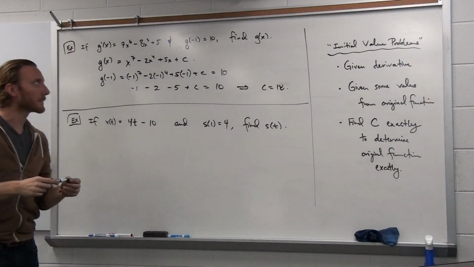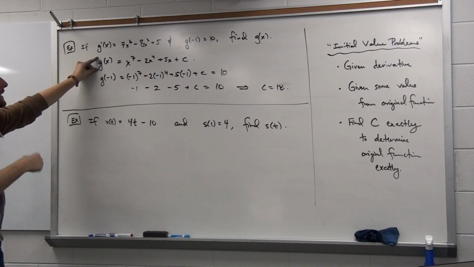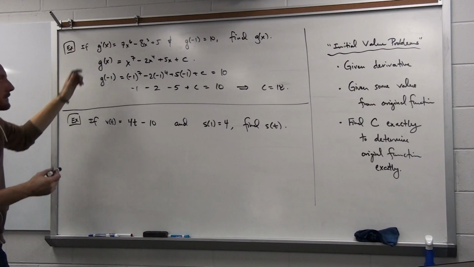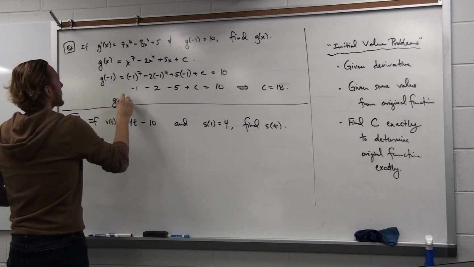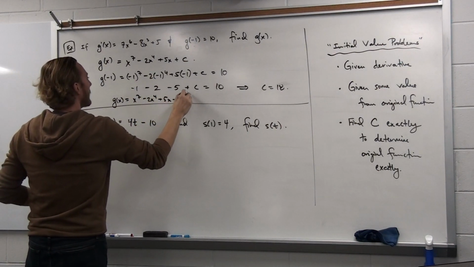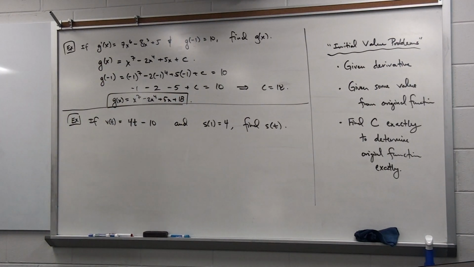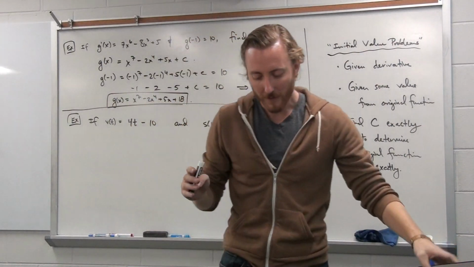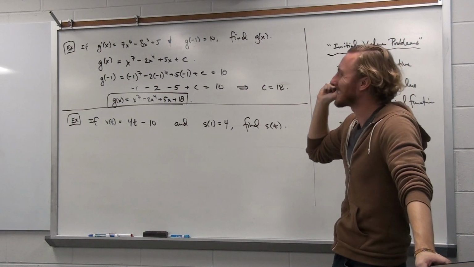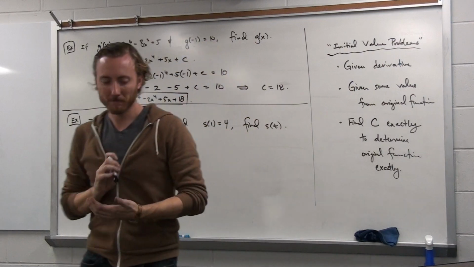Now, knowing what c is, we have found our g. Because we knew our g was of the form x to the 7th minus 2x to the 4th plus 5x plus c. c is 18. Well, that means our g of x is x to the 7th minus 2x to the 4th plus 5x plus 18. We found our original function exactly. You can find the original function with a c by first taking the antiderivative. You can determine exactly what c is using the value that you're provided from your original function.